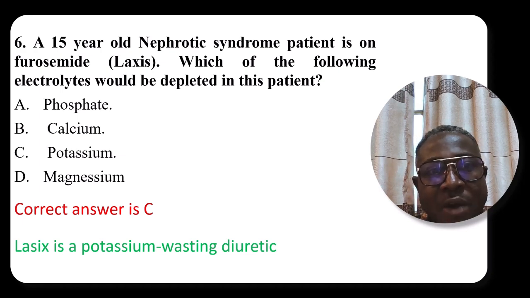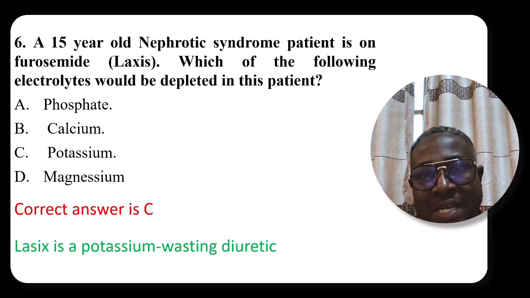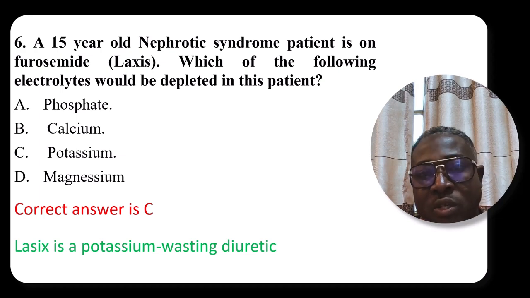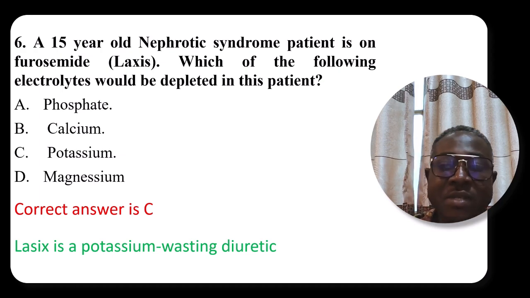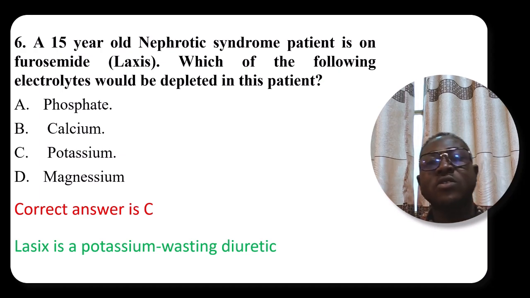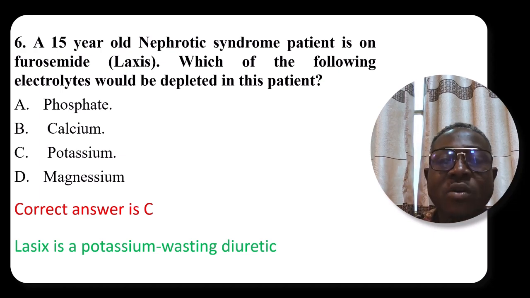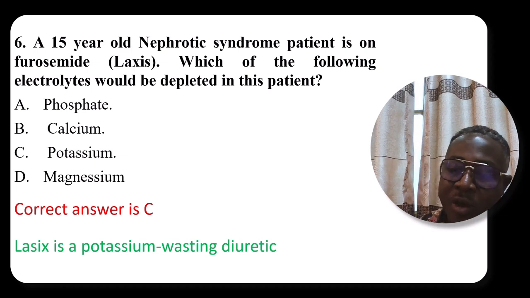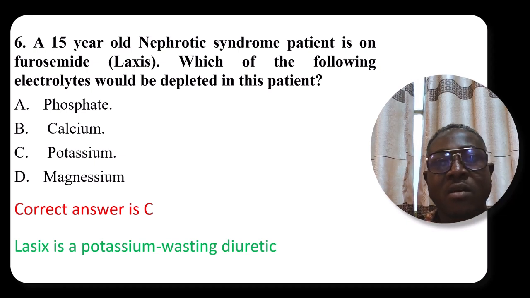And what loop diuretics, especially furosemide, do is that they waste potassium. So when you take furosemide, potassium will be depleted, and that means that when a patient is on furosemide, the nurse or the clinician needs to monitor for hypokalemia. Okay, all right. Now let's look at the next question. Question number 7.